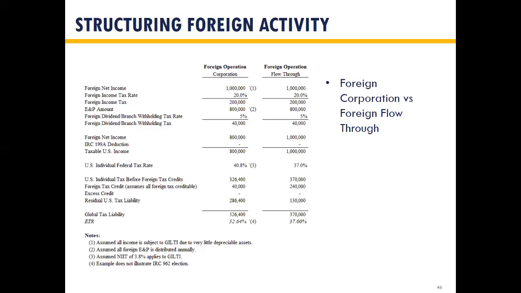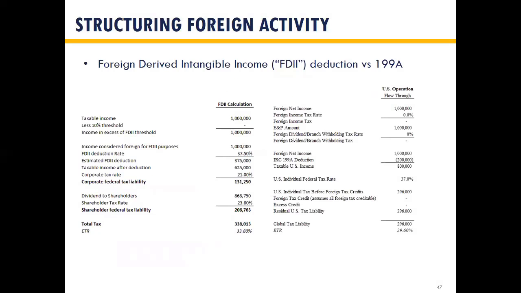The other idea is, if you had a flow-through with losses flowing through, or maybe you had tainted income in that flow-through, the other idea would be to treat that foreign entity as a corporation. And so the income's not now coming back to the US and not mixing with my good 199A income and reducing my benefit.